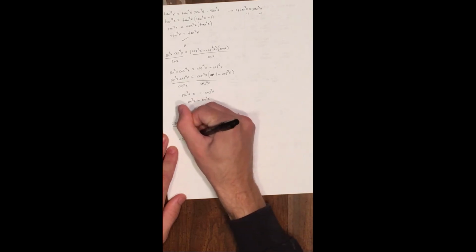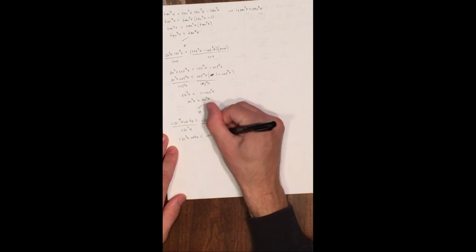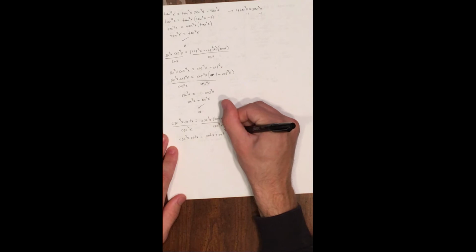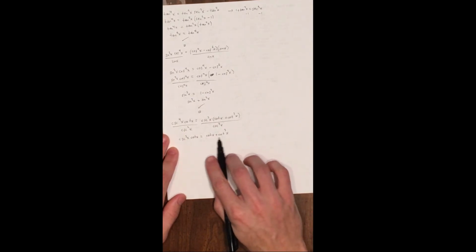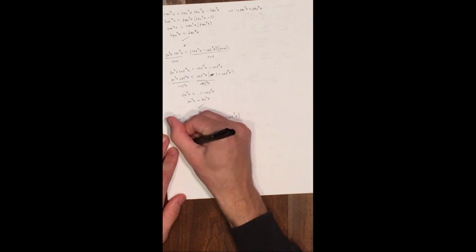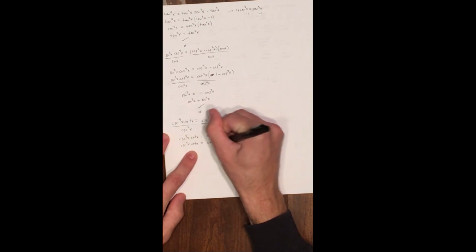And we're left with cosecant squared of x times cotangent of x equal to cotangent of x plus cotangent cubed of x. And once again, the right side both share a factor, cotangent of x. So we can factor that out, and we're left with 1 plus cotangent squared of x times cotangent of x.